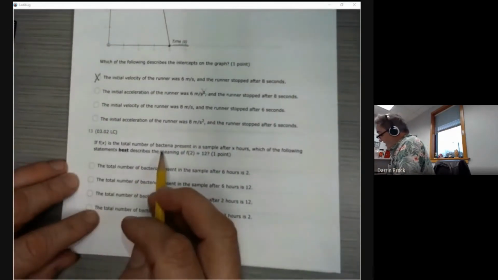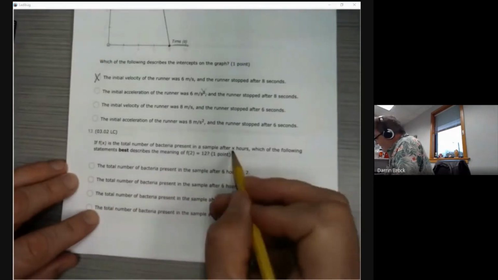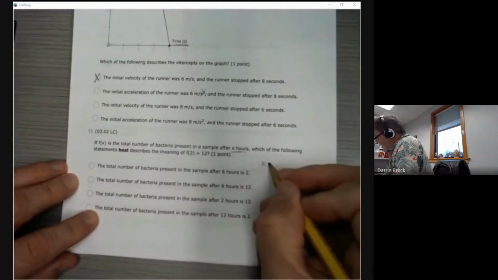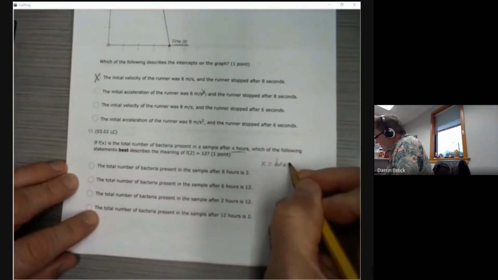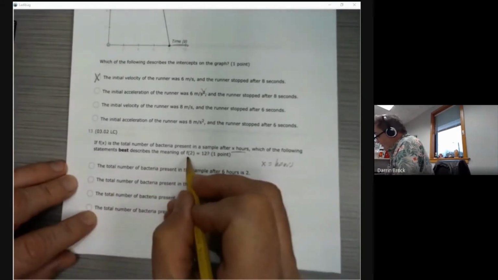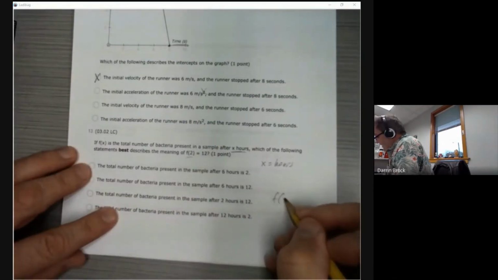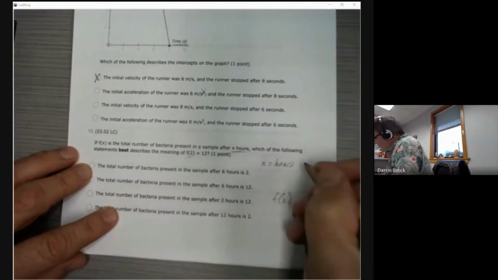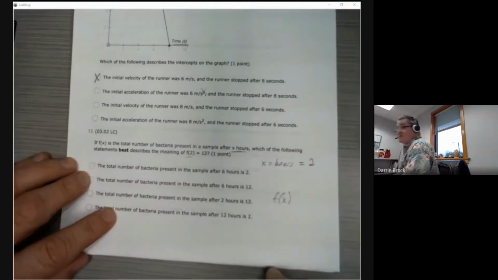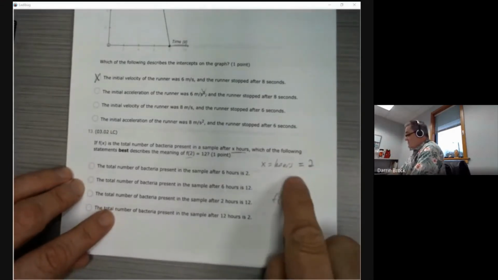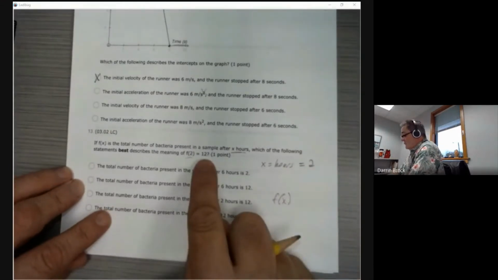All right, let's look at this one. If f of x is the total number of bacteria present in a sample after x hours, so x is the hours, which of the following statements best describes the meaning of f of 2 equals 12? Now we're saying the x equals 2. So that means 2 hours. At 2 hours, we have 12.